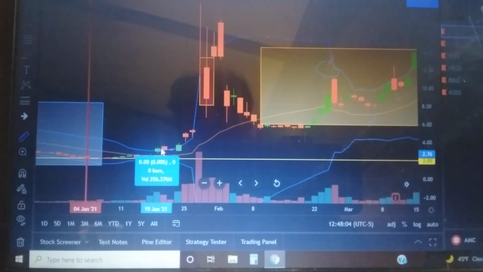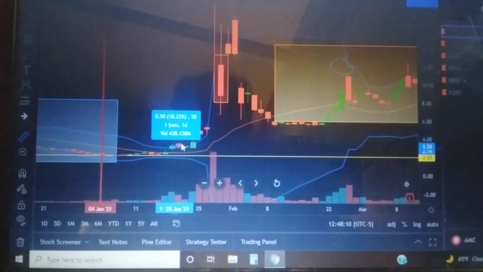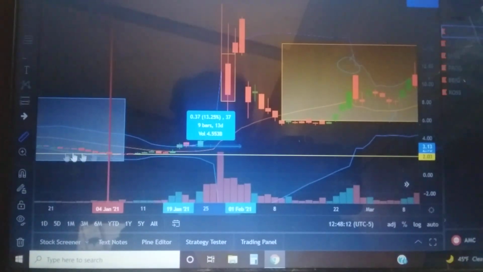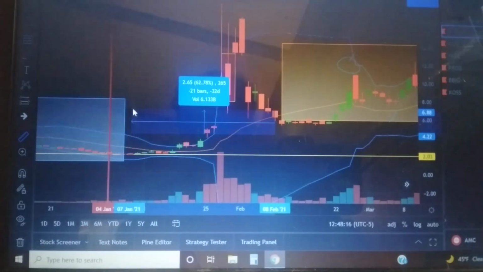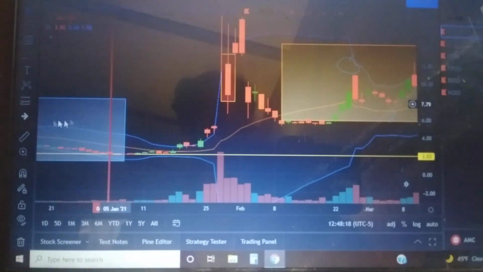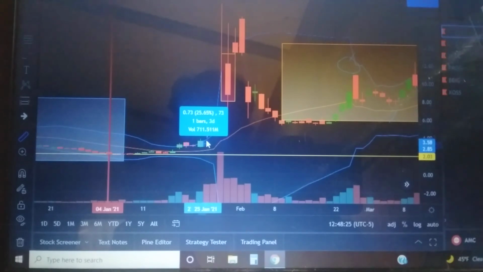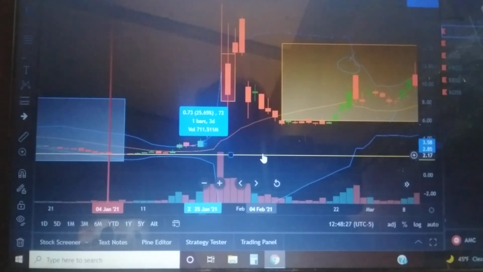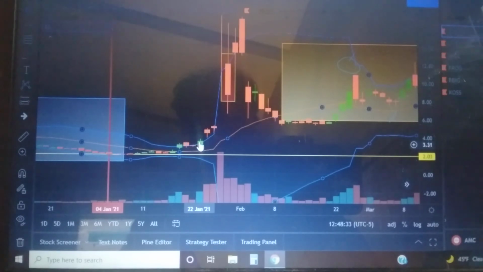This one here, from here to here, that's 18%. It don't seem like much, does it? Let's do another one. From here, one day, 25%. BBIG just had a 25% day. Oh shit. And now they're having an 11% day. They're on a run.